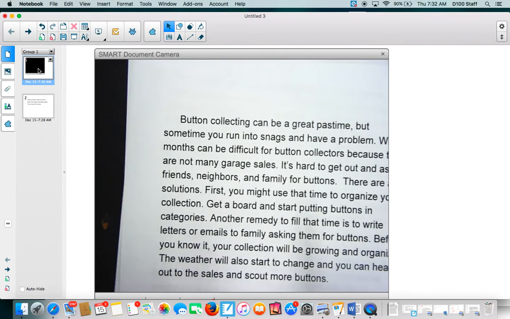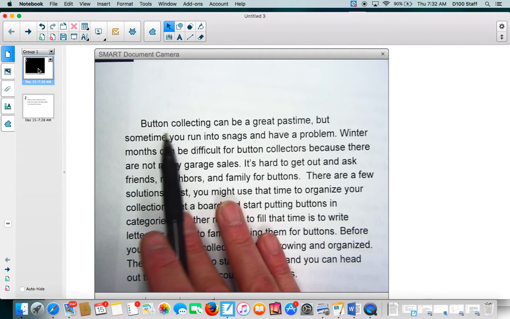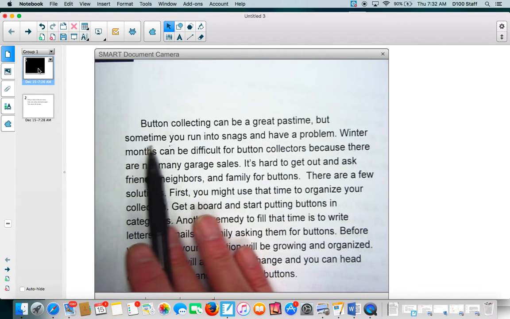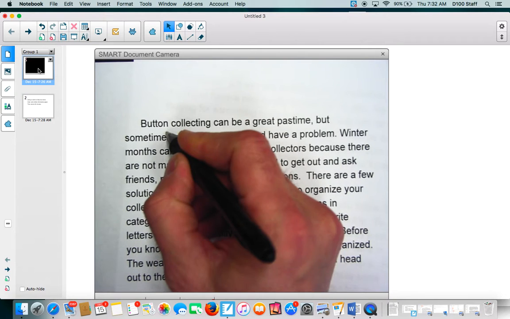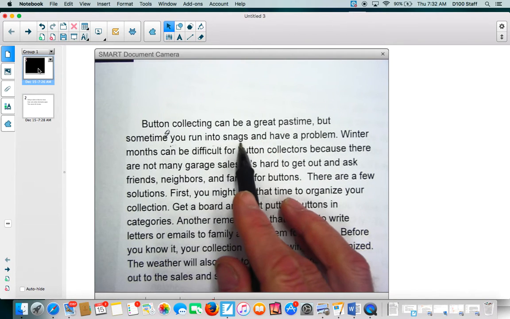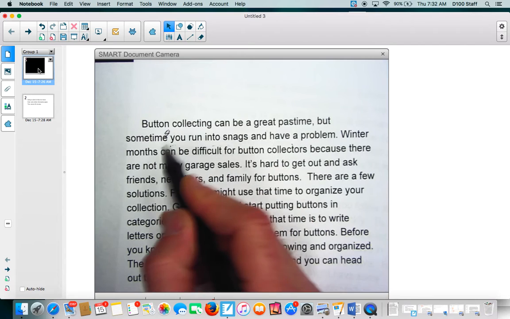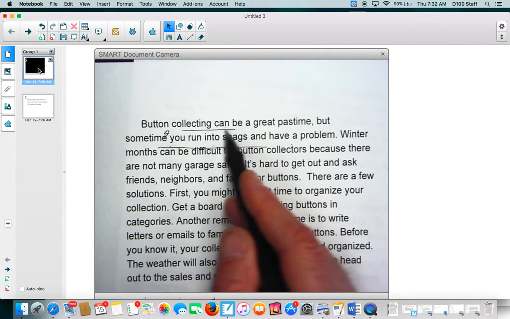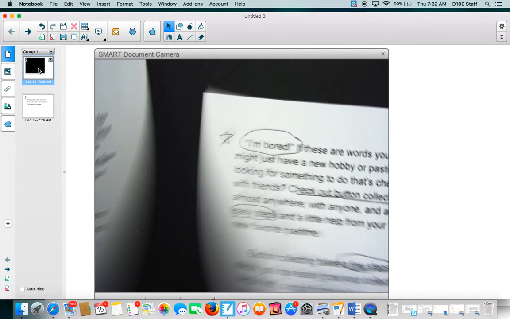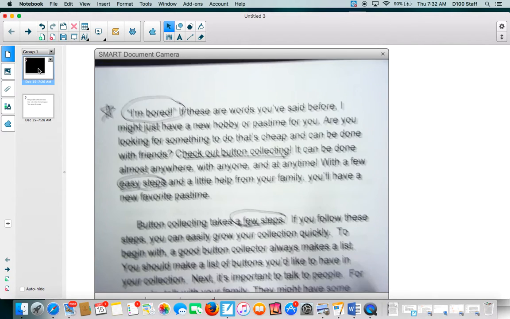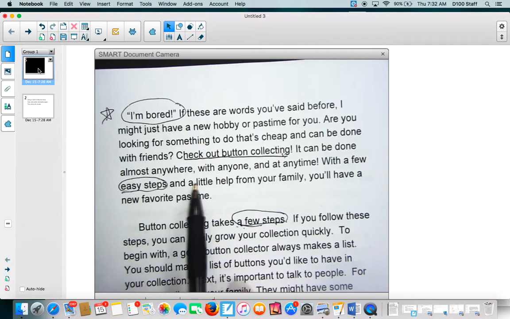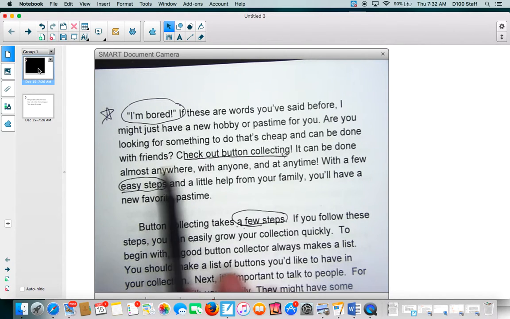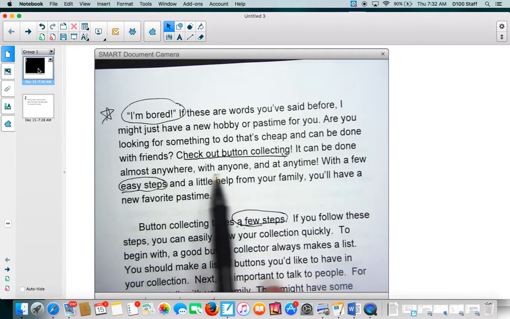Then I had a paragraph here. Button collecting can be a great pastime, but sometimes, oops, gotta fix that, you run into snags and have a problem. So I've introduced this paragraph. This paragraph is all about problem solving. That's my topic sentence. So let me go back to the introduction here. Did I mention that I'm going to help people solve problems? Something's cheap, can be done with friends, check out button collecting, can be done anywhere, anytime, with a new favorite pastime.